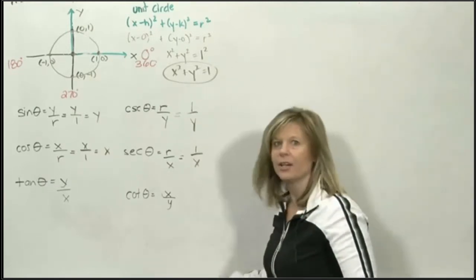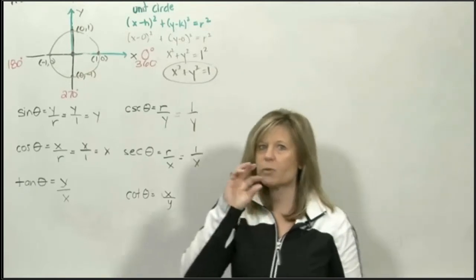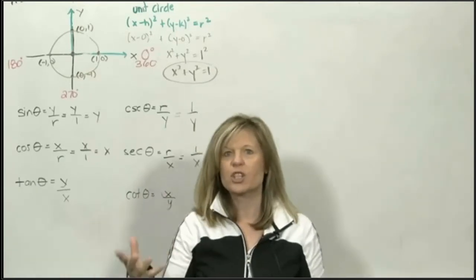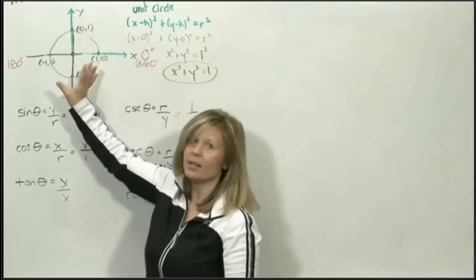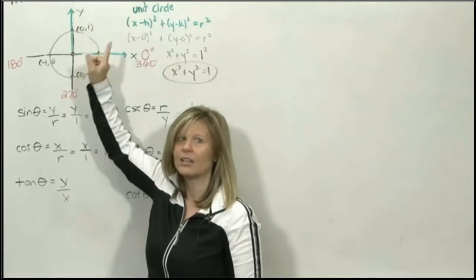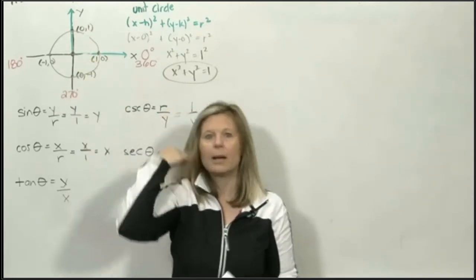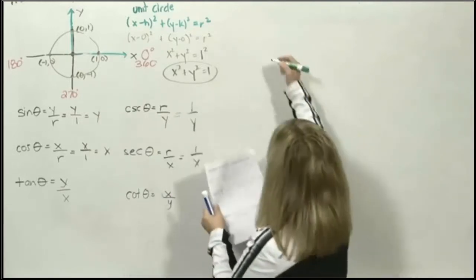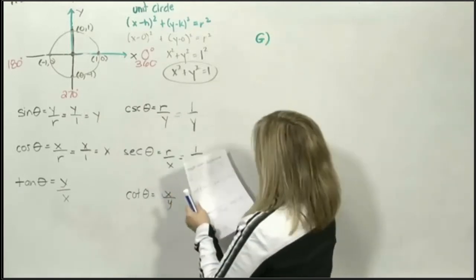Now, once you get good at this, you don't need to draw a specific picture for each expression you're evaluating. All you need to have out here is the unit circle and just count your angle. Okay, but I'm going to draw a picture visually for each one just so you get it. All right, let's look at G.